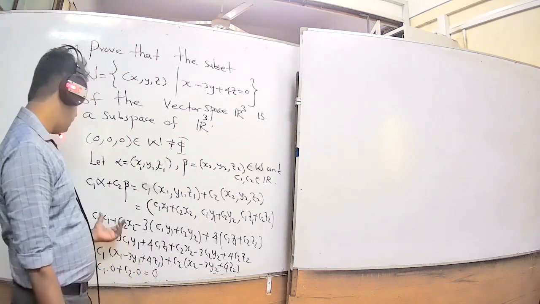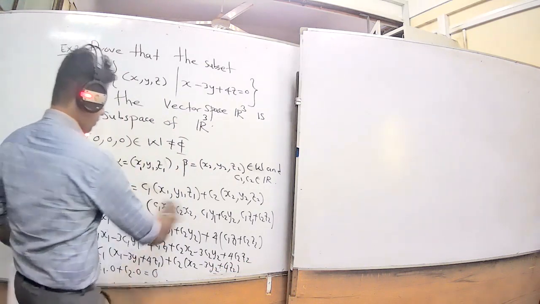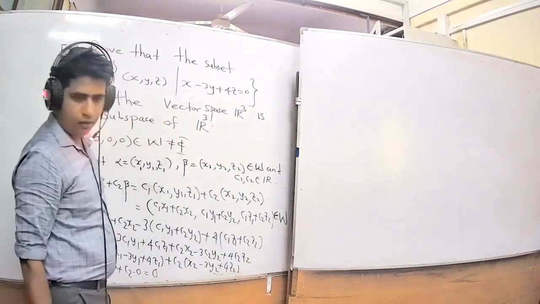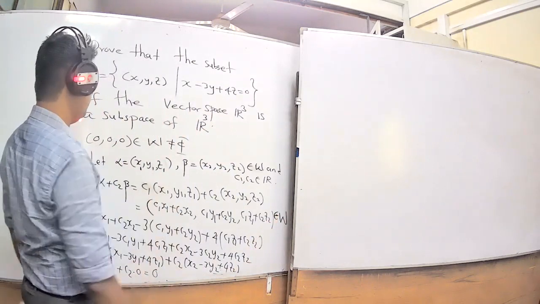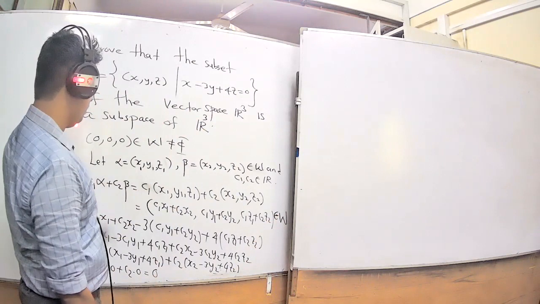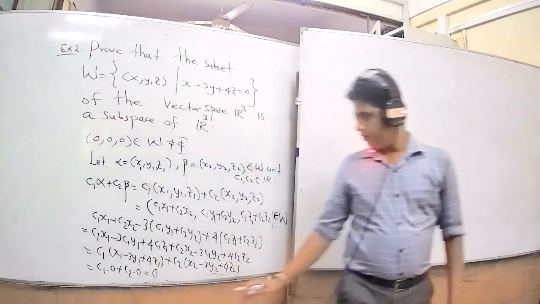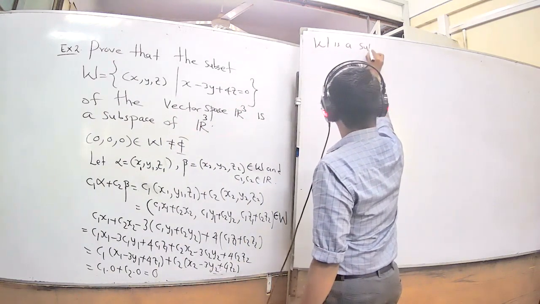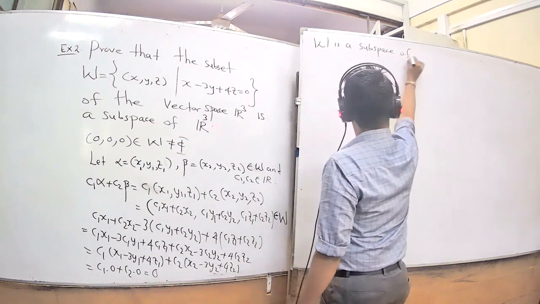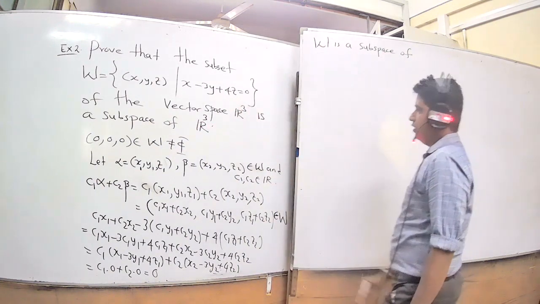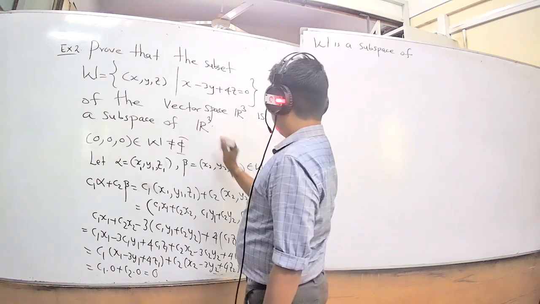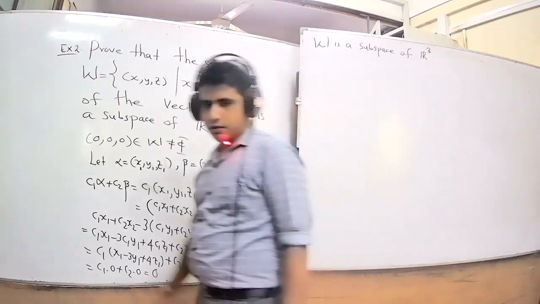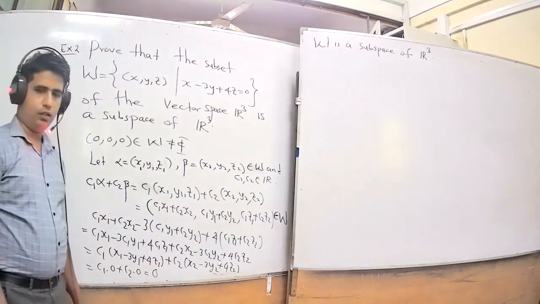Therefore 0 means this element belongs to W. This element belongs to W means W is a subspace. Okay, W is a subspace. So W is a subspace of which one? Subspace of R cube, R to the power 3. Okay, W is a subspace of R cubed.